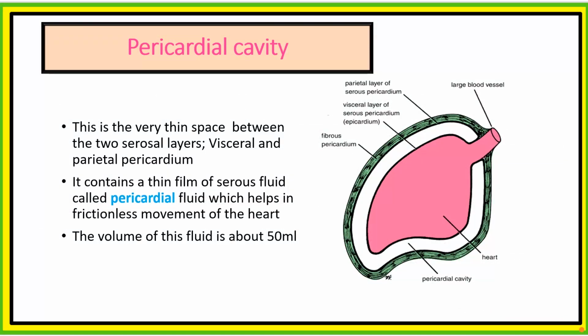And now we have seen the two layers of the serous pericardium. We'll be considering the space between these two layers, and the space between these two layers is called the pericardial cavity. So what is the pericardial cavity? It is the very thin space between the two serosal layers, the visceral and the parietal pericardium. It actually contains a very thin film of serous fluid, and this is called the pericardial fluid. And what it does is to give a frictionless movement of the heart. The volume of this fluid will be about 50 mL.